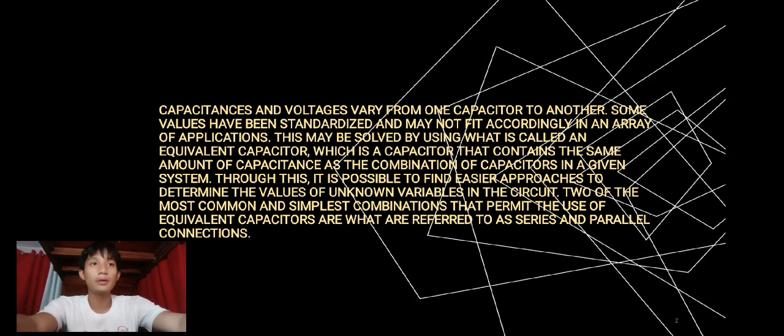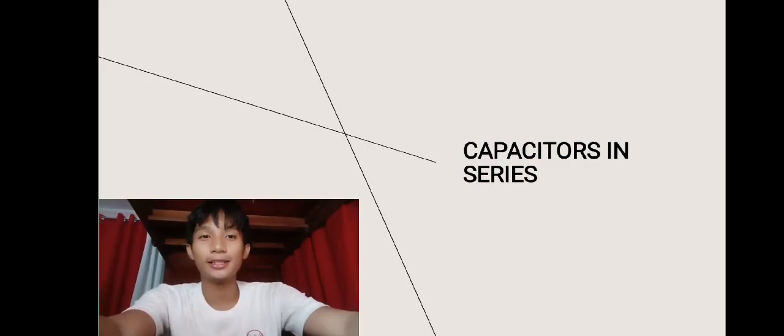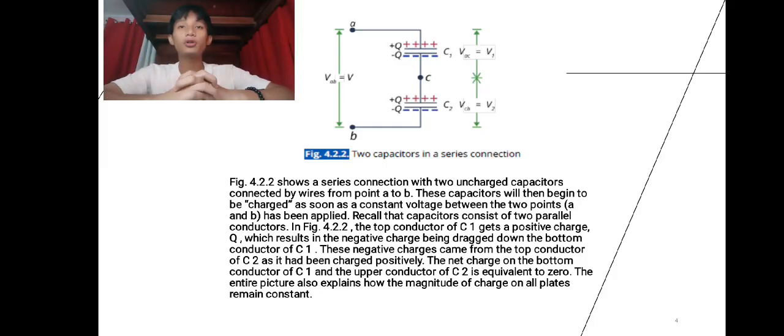Two of the most common and simplest combinations that permit the use of equivalent capacitors are what are referred to as series and parallel connections. Capacitors in series. Figure 4.2.2 shows a series connection with two uncharged capacitors connected by wires from point A to B. These capacitors will then begin to be charged as soon as a constant voltage between the two points A and B has been applied. Recall that capacitors consist of two parallel conductors.